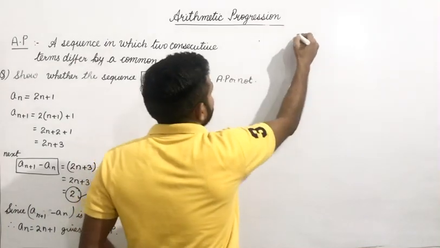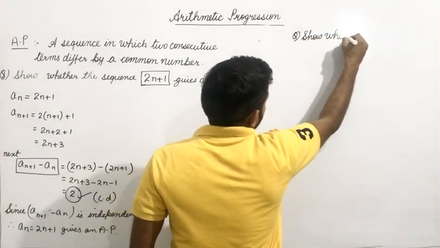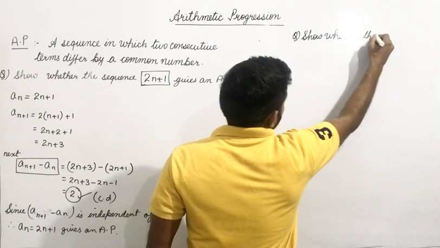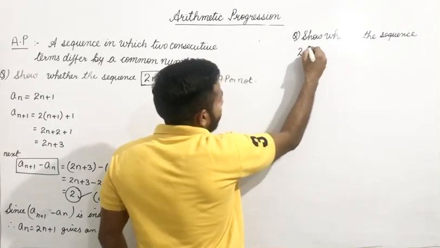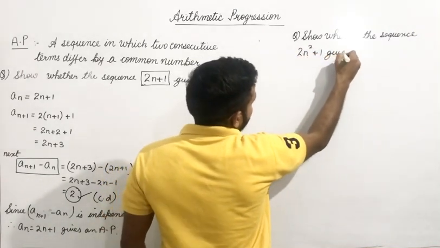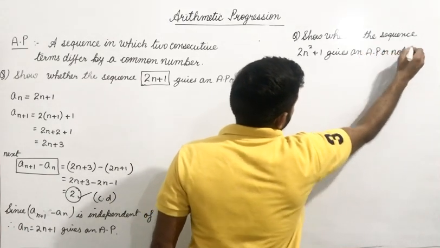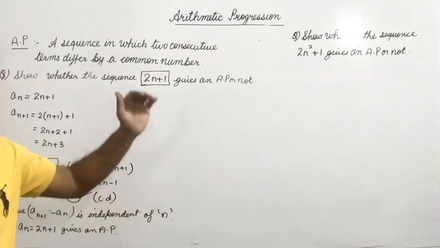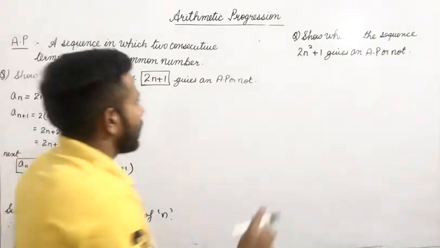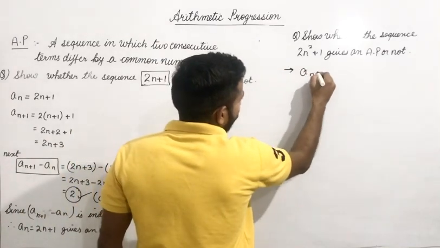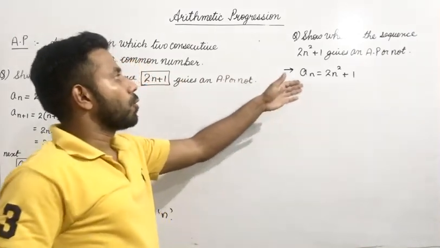The next question is, show whether the sequence 2n square plus 1 gives an AP or not. This is what you have to show. So start with this. an equals 2n square plus 1. You directly look here, 2n square plus 1.